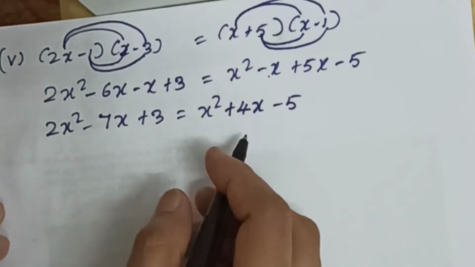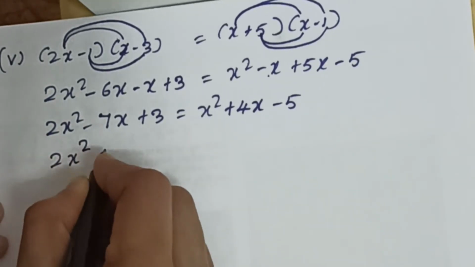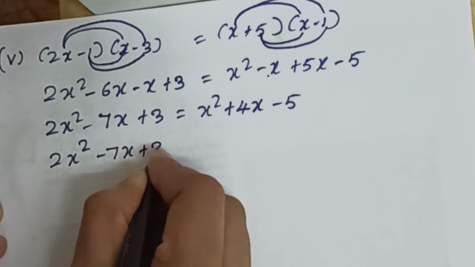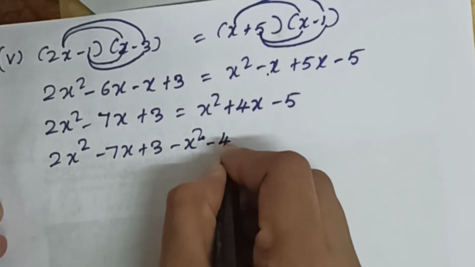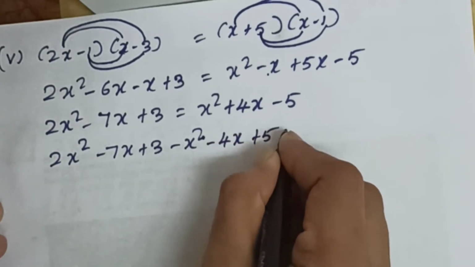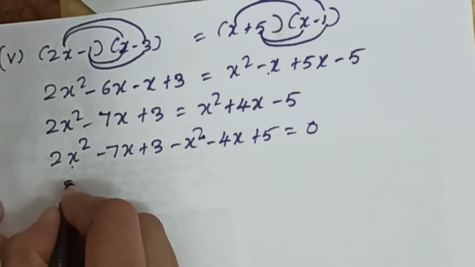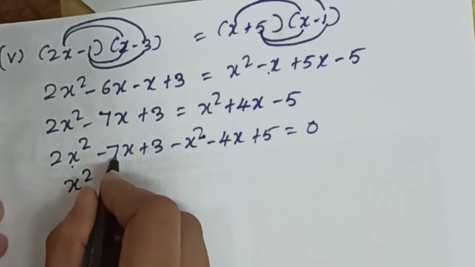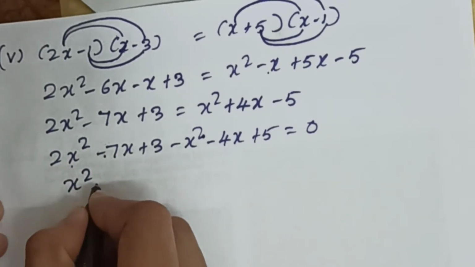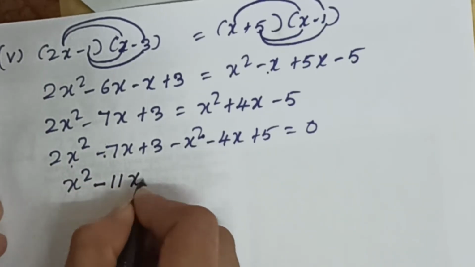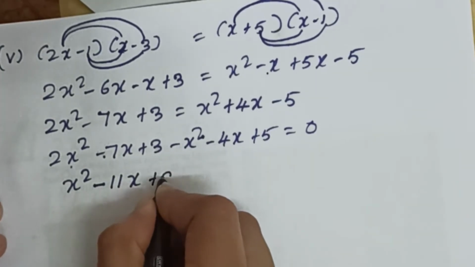Now we will bring whatever is on the right hand side to the left hand side. So it will become 2x square minus 7x plus 3, minus x square, plus 4x will become minus 4x, minus 5 will become plus 5, equal to 0 here. Now 2x square minus x square, it is x square. Minus 7 and minus 4, so it will be minus 11x. 3 plus 5, it is 8, equal to 0.